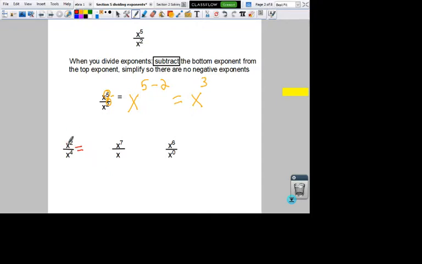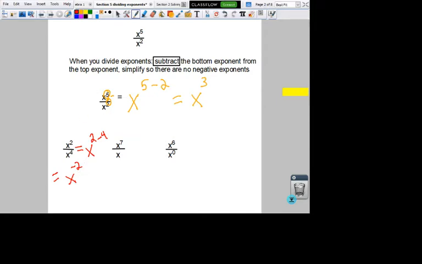Alright, I have x squared over x to the 4. Same thing like before. I'm going to go x to the 2 minus 4. And when you subtract, make sure you always start with the top number. So that's negative 2.